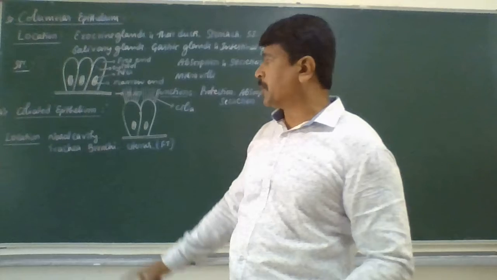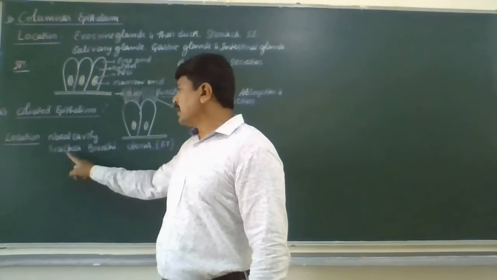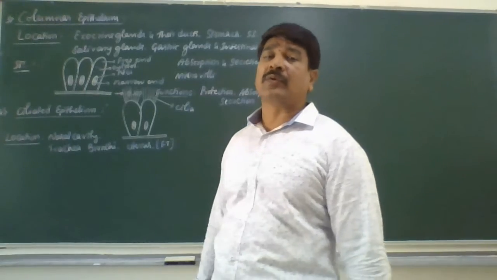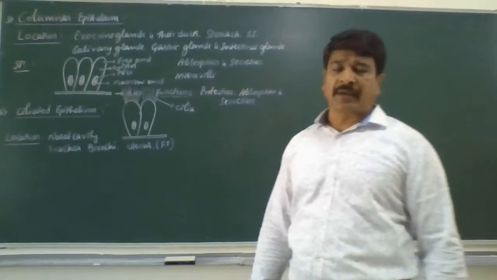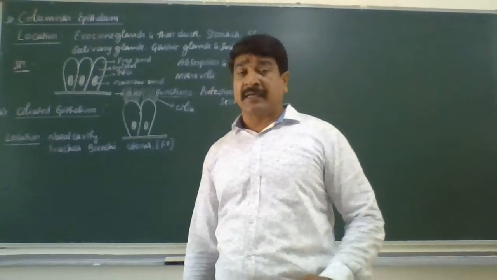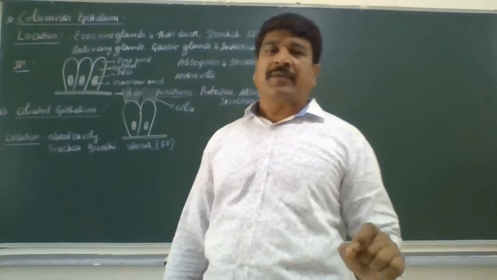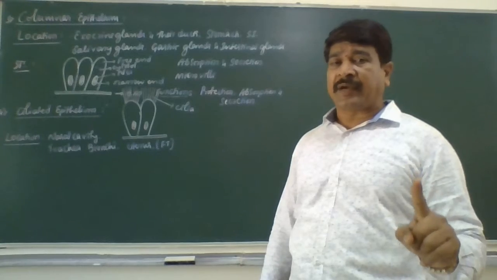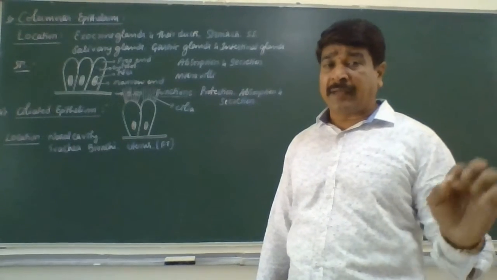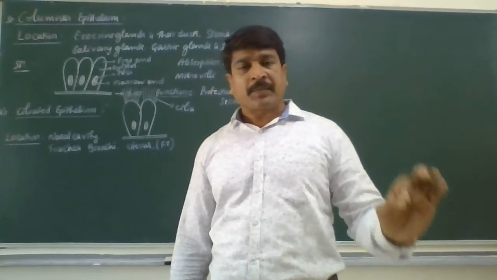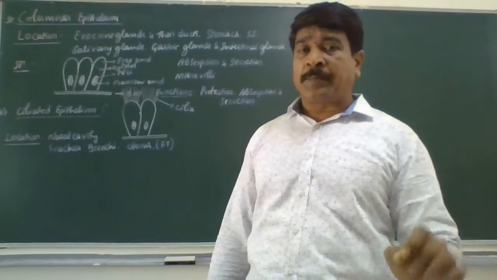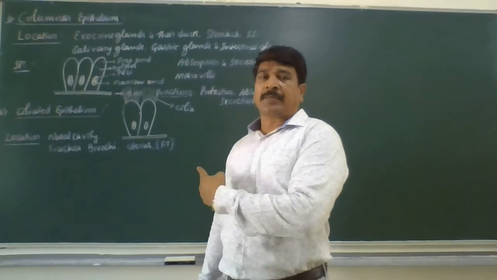Moist regions of the body, such as the nasal cavity, trachea, bronchi, fallopian tubes, and also in the uterus. I think you are getting me. See, for example, nasal cavity. You know that we have discussed this in breathing and exchange of gases. The nasal cavity is divided into three parts: anterior vestibular part, middle respiratory part, and posterior olfactory part. In the middle respiratory part, you can find the ciliated epithelium.